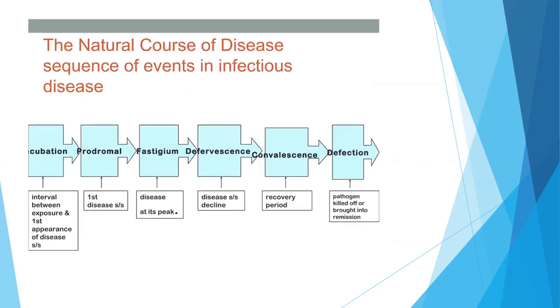So this is the natural course of disease, the sequence of events in infectious disease. First of all, there is the incubation phase, which is the interval between the exposure and the first appearance of the signs and symptoms of the disease. That is called the incubation period.